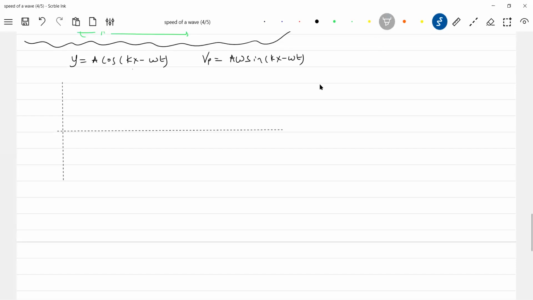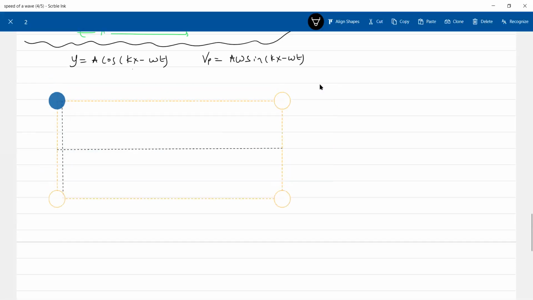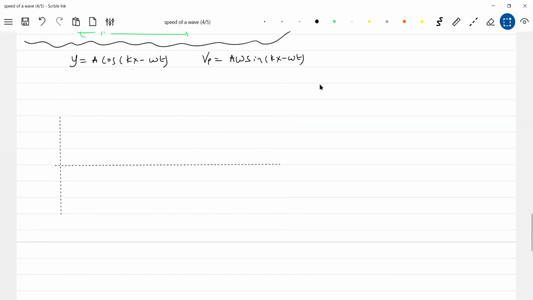No, at t equals 0. We need information at t equals 0. So at t equal to 0, put t equals 0. So y equal to a cos kx. Put t equals 0, a omega sine kx. Okay, I think now let's leave it.